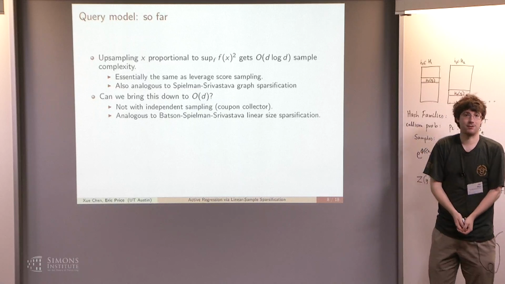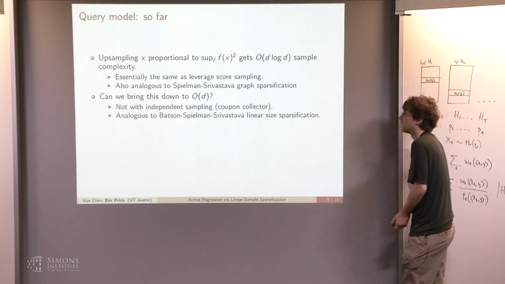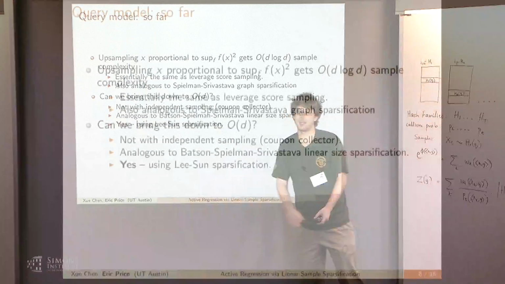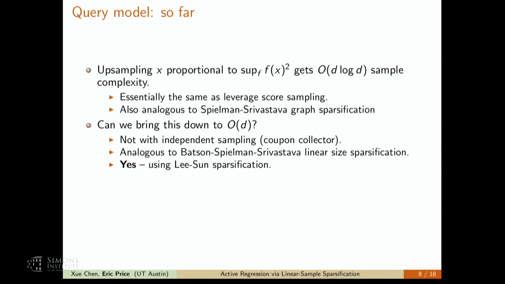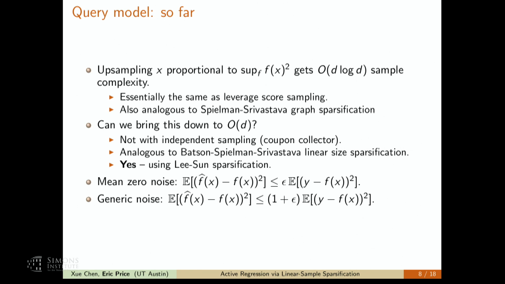So you need a randomized version of BSS, and that's in fact known. Lee and Sun gave a randomized method for sparsification, and we show that that suffices for this problem. The randomization is enough to make your error be bounded in expectation. So the guarantee that you get again is that for mean zero noise, our error is epsilon times the noise you have, and for generic noise, your error is 1 plus epsilon.